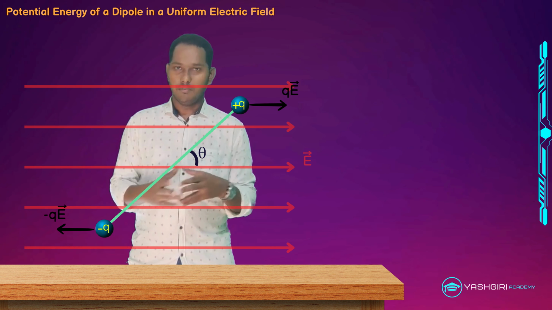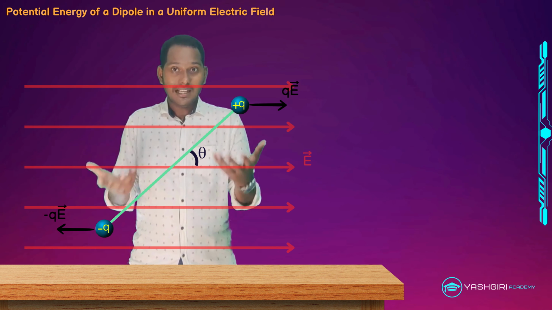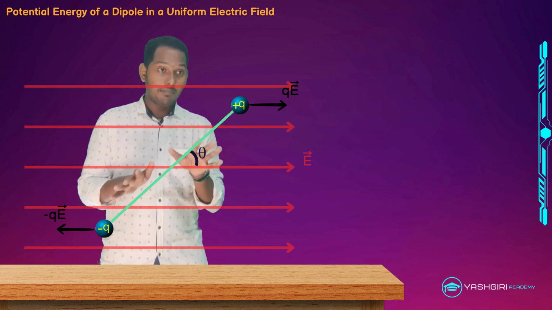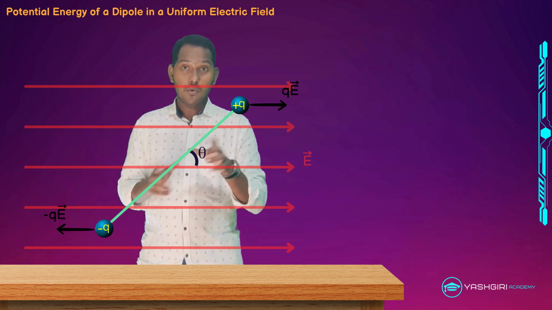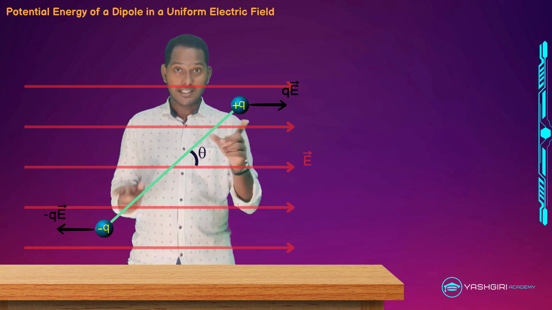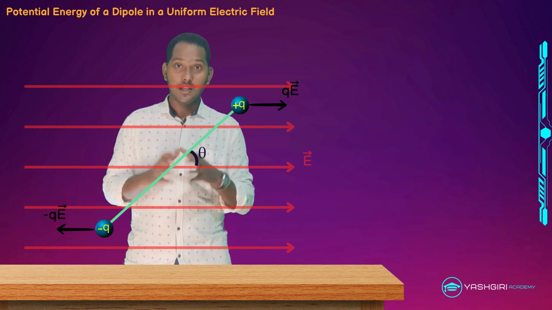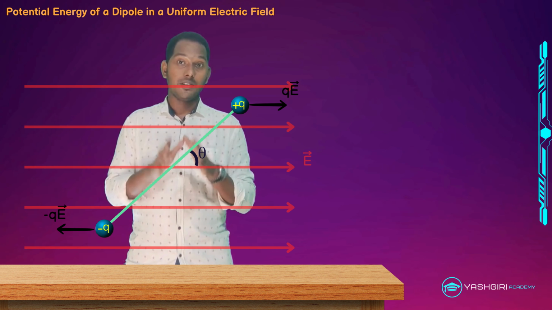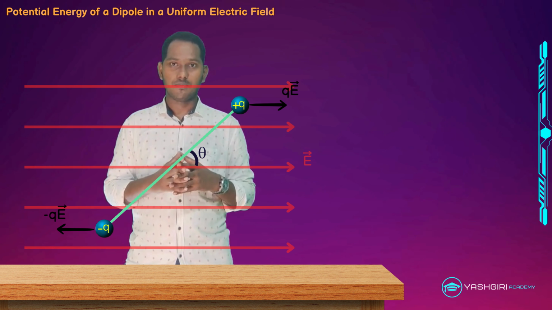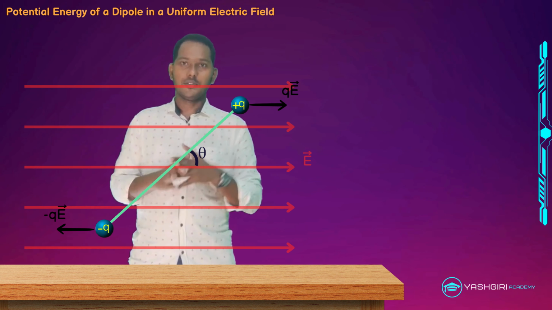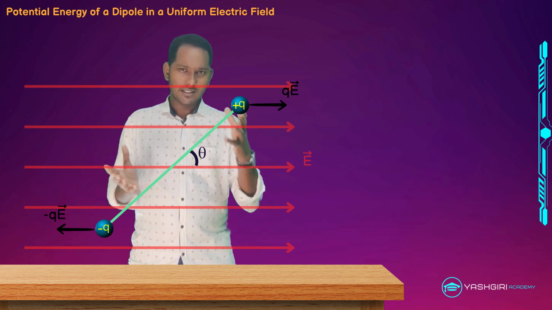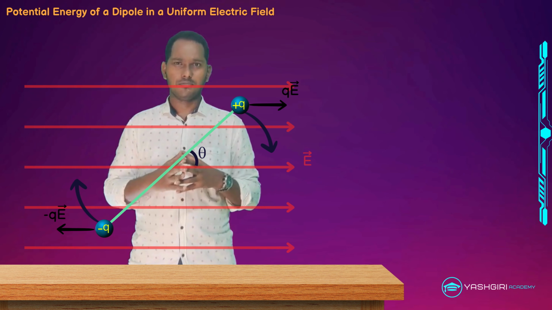And if you just see this, both the forces will be forming a couple, right? Now, students, when I say a couple, the net force that is exerting on the dipole is going to be 0. But the dipole is going to experience some torque here in this case. Now the torque that is created on this dipole will make this dipole go in a clockwise direction, right?